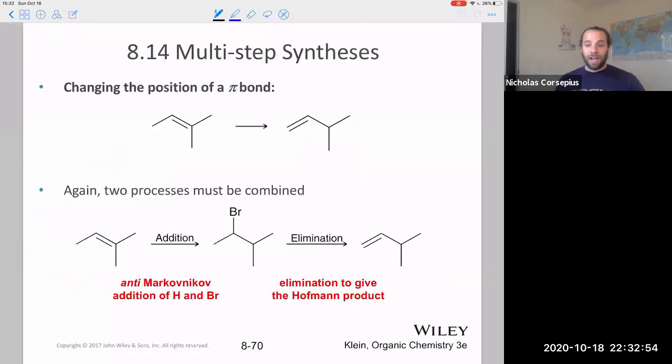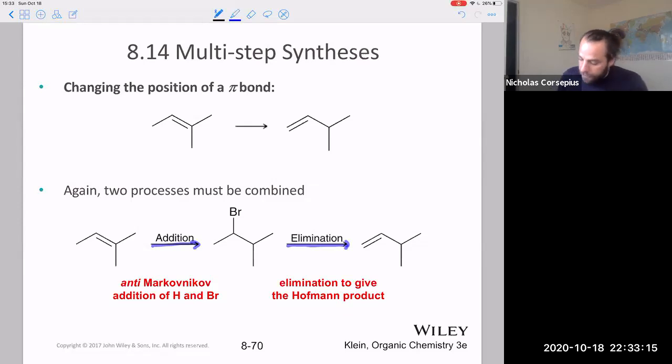And then we can do sort of the opposite, which is to change the position of a pi bond, where first what we're going to do is an addition followed then by an elimination, right? So our addition, we'll put a new halogen in there, and then we can do an elimination in order to get our double bond back.